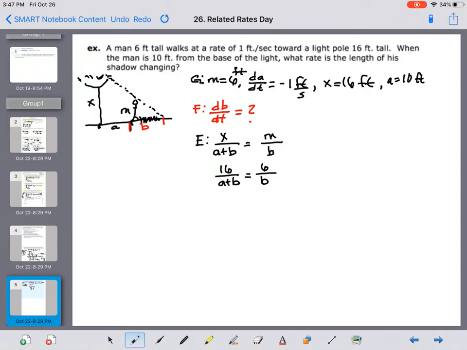Now we can take the derivative as is, which would mean using the quotient rule, or we can simplify this equation up front by cross multiplication. So 16 times B equals 6 times that entire length. Now if I do some more distribution, I get that. Those B's and that 6 look very similar, so I'm going to make those capital B's, if you don't mind, so that we can distinguish the difference between our 6 and our B's.